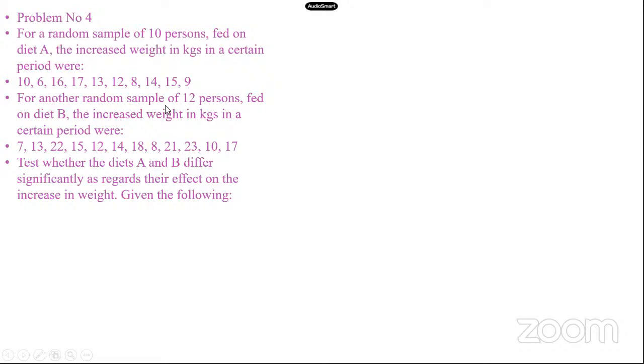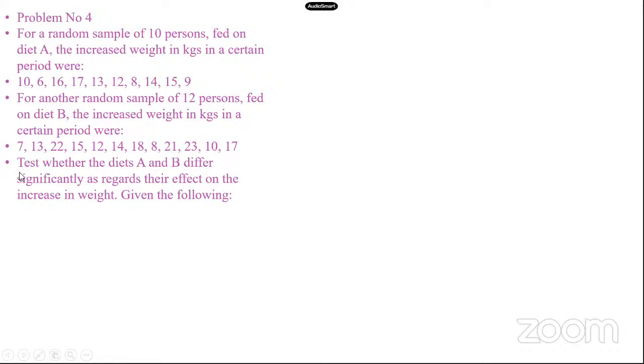For another random sample of 12 persons fed on diet B, दुसरे 12 लोक आहेत, त्यांना डाएट बी दिला. The increase in weight in kilograms in a certain period, त्याच कालावधीमध्ये वजन वाढलेलं किलोग्राम्स मध्ये मोजलं तर असं झालं. 7 kg, 13 kg, 22 kg, likewise up to 17 kg of last one.